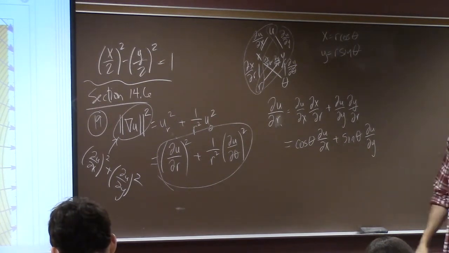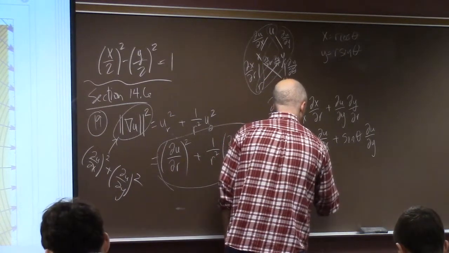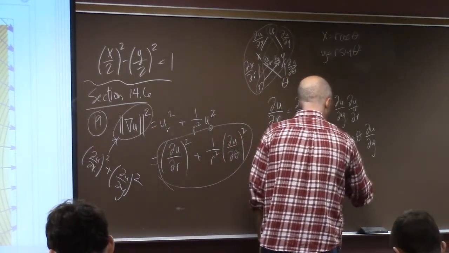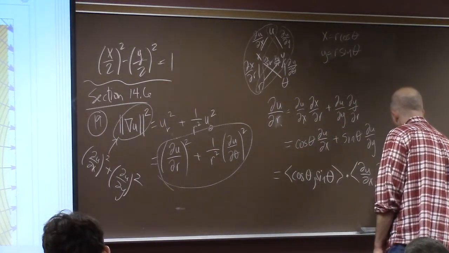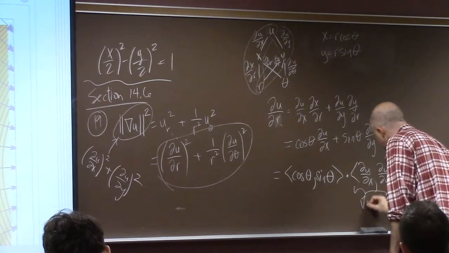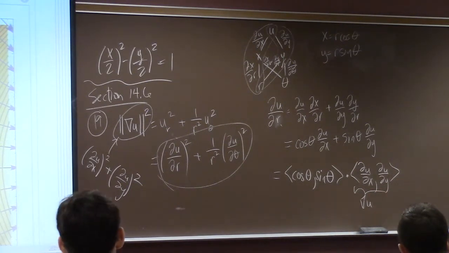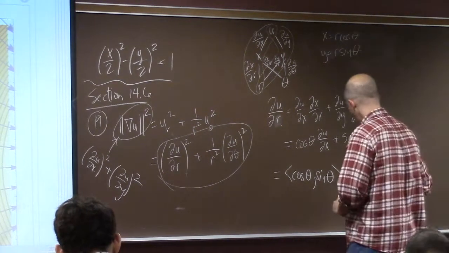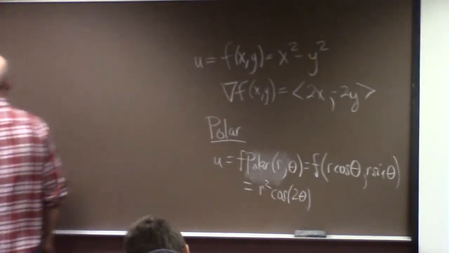Either way, you can think of it as a dot product. You can think of this as cos theta, comma sine theta, dotted with du dx, comma du dy, which is the gradient vector. And that's going to help us give some geometric meaning to this. Let's do the other one too. I'll come back over here. I don't think I want to completely erase that.